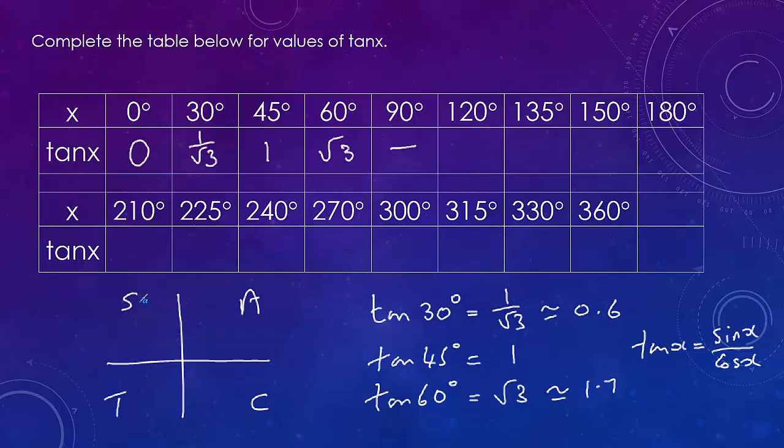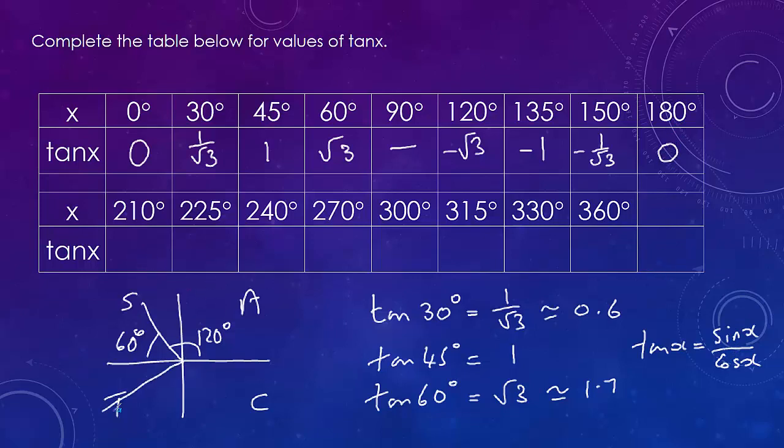Now moving into the S quadrant, we know the tangent will be negative. At 120, we know the associated acute is 60, so that's going to be negative root 3. This one will be negative 1. Negative 1 over root 3. And then the tangent of 180, sine 180 over cos 180, is 0.